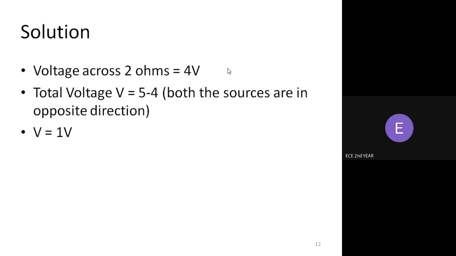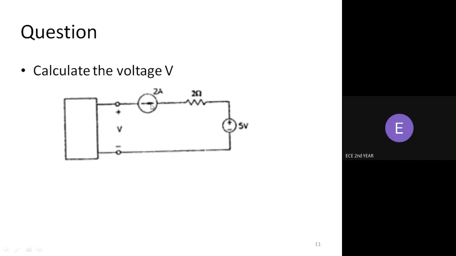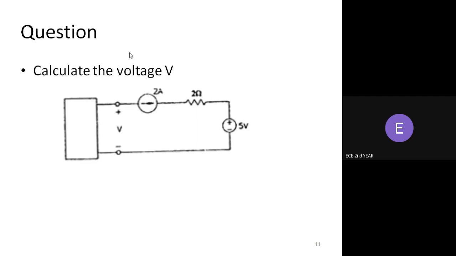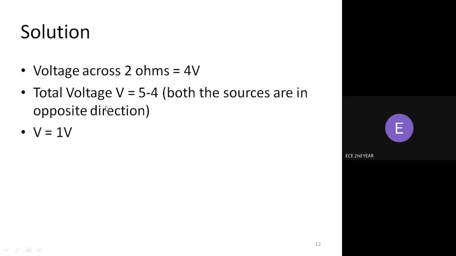The solution of the problem is the voltage across 2 ohms. We need to convert this current source into a voltage source, so that the voltage across the 2 ohms is 4 volt, because V is equal to I into R. The current flow through the 2 ohms is 2 ampere, so 2 into 2 is 4 volt.